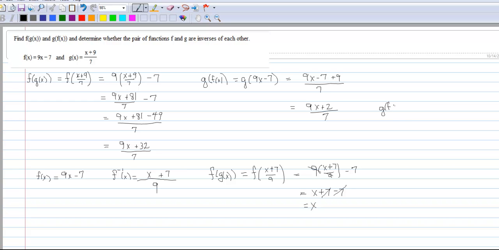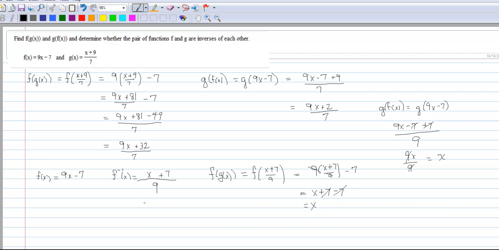So I'm going to try g of f of x. So that's g performed on 9x minus 7, which is 9x minus 7 plus 7 all over 9. Now what did I do? I took the 9x minus 7 right here and I replaced the x with it. So we can see that in the numerator the 7's are going to eliminate each other, leaving 9x divided by 9. 9 over 9 is 1. 1 times x is x. And that's how inverse functions are supposed to behave.